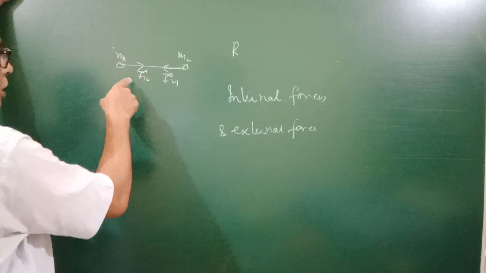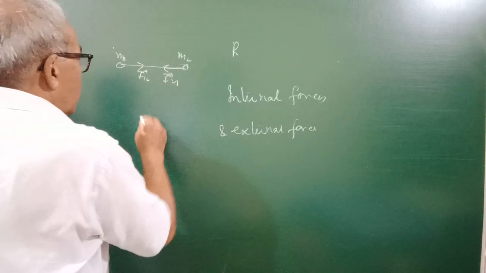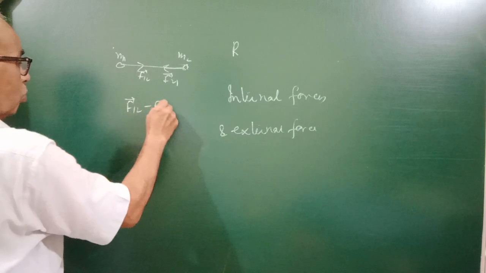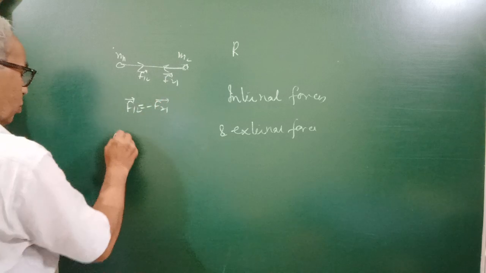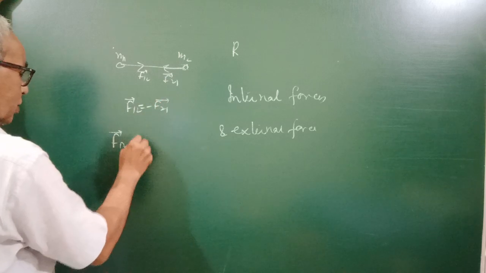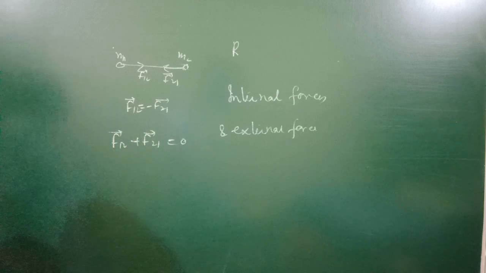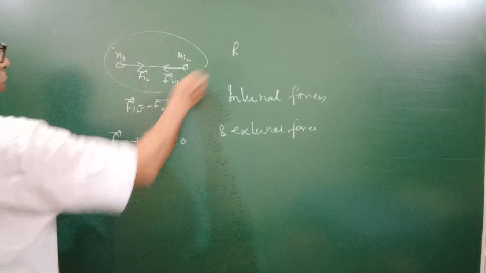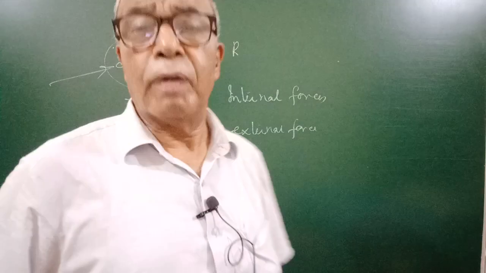F12 means the force acting on mass m1 due to m2. They are equal and opposite. F12 is equal to minus F21, and therefore F12 plus F21 is equal to 0. External force means if we apply force from outside, then that is called an external force.